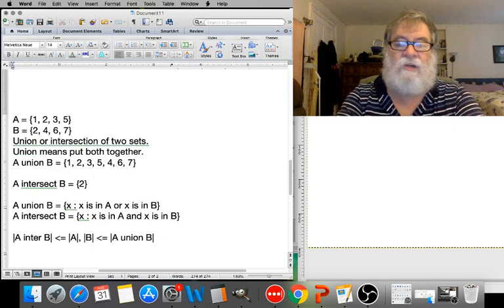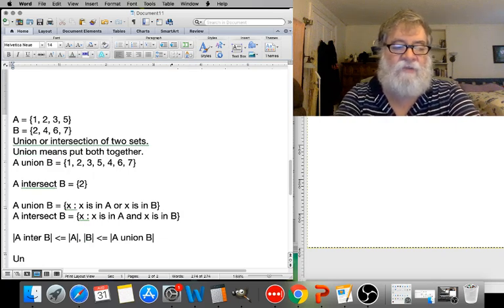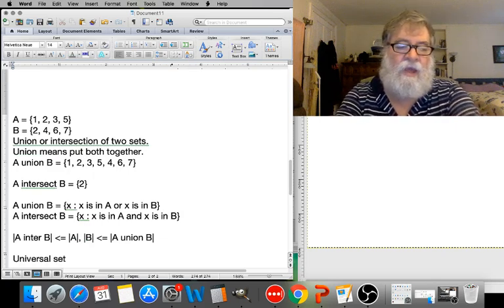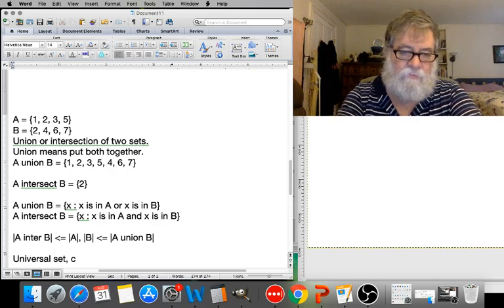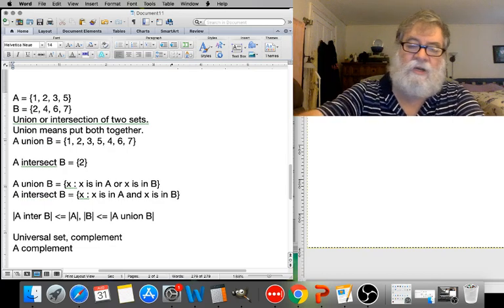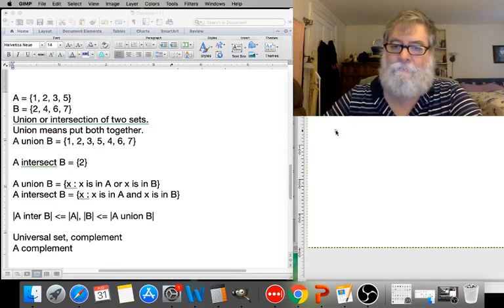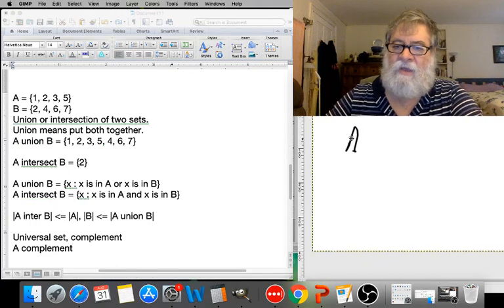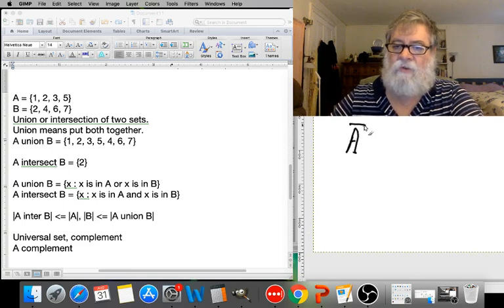Okay, we need to talk about the universal set, the idea of a universal set, and a complement. A complement will be notated like this. A, oops, apparently I moved the whole thing, with a bar over it.